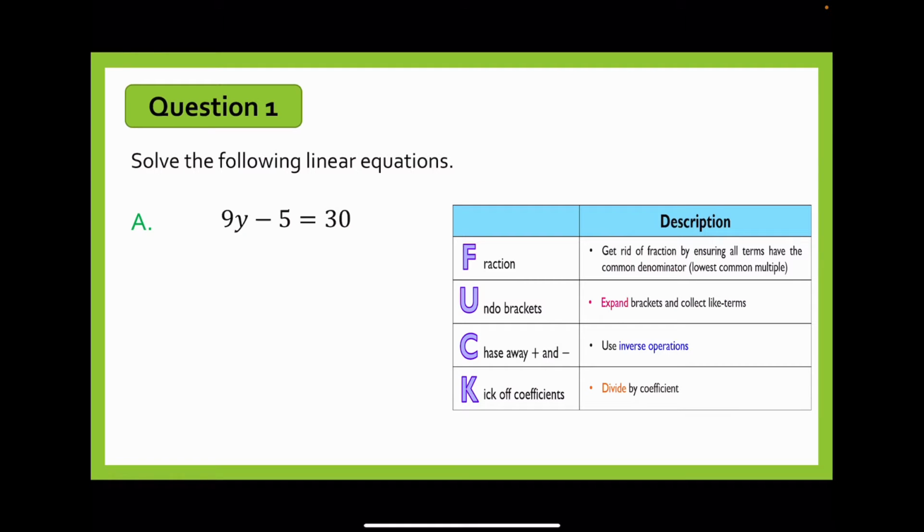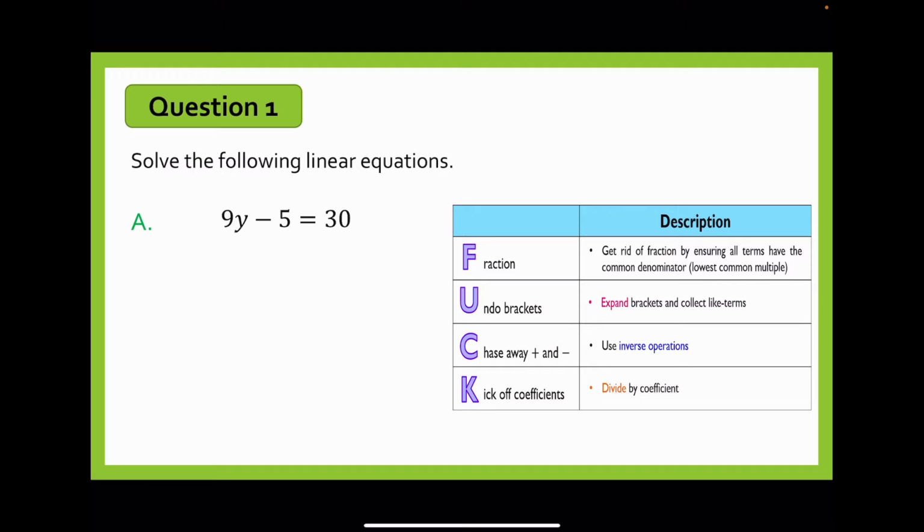For the very first question, I'm asking a series of linear equations that I'd like you to solve. Remember, when I asked you to solve, I referred to a method as a tool that you could use to guide your working out and thinking process so that you can solve for the unknown letter. So the very first question reads 9y minus 5 is equal to 30.